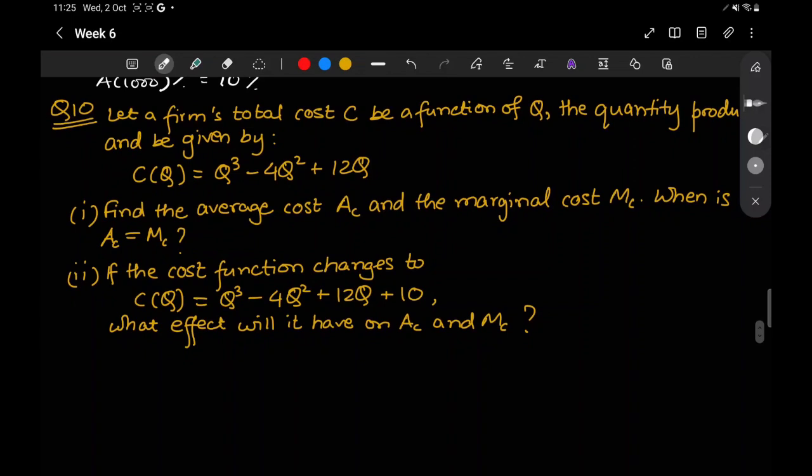Now the next question, the 10th question. We have a total of 13 questions this time. So after this 10th question, we will take a short break.